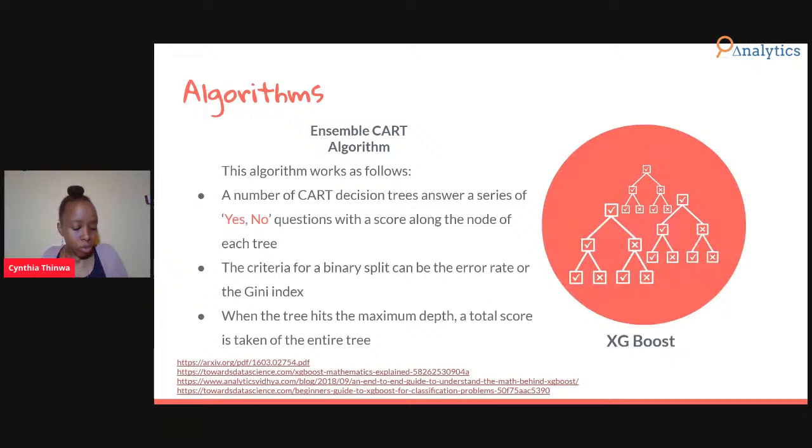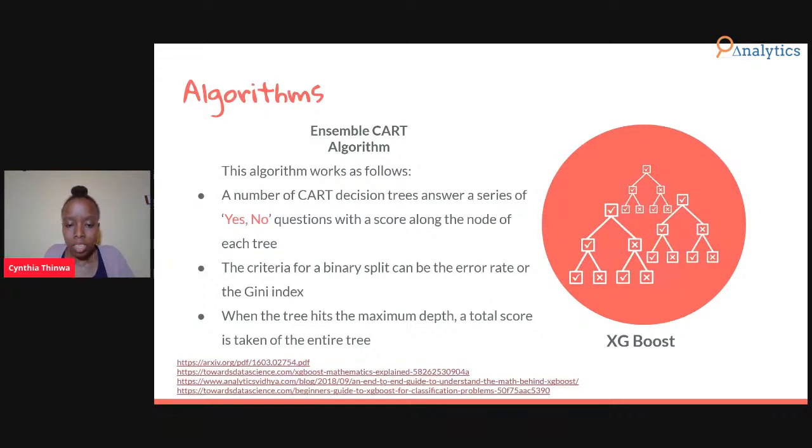So the third algorithm that we'll be looking at is the CAT algorithm. And this algorithm typically works as follows. A CAT decision tree is a decision tree that is meant to answer a series of yes or no questions based on the data. And each node of the tree has a score on it. The criteria for making a split in a CAT decision tree can either be the error rate or the Gini index. And when you have many of these decision trees, they now form an ensemble algorithm, and that is what we now call the XGBoost algorithm.